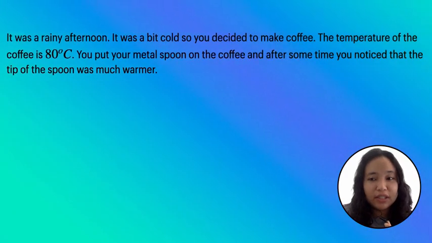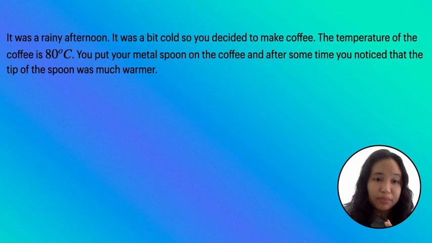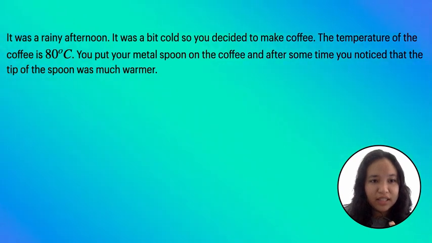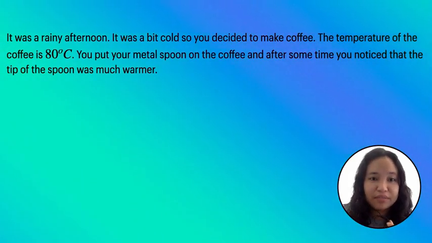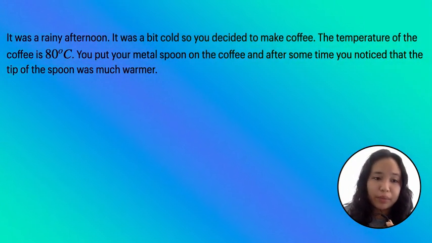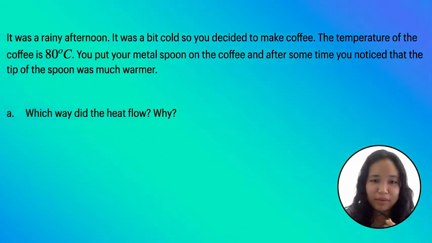So I will give you a scenario. It was a rainy afternoon. So it was a bit cold, so you decide to make coffee. The temperature of the coffee is about 80 degrees Celsius. And then you put your metal spoon in the coffee, and after some time, you noticed that the tip of the spoon was much warmer. So, question number one: which way did the heat flow and why? Okay, so I'll give you some time to think about that.